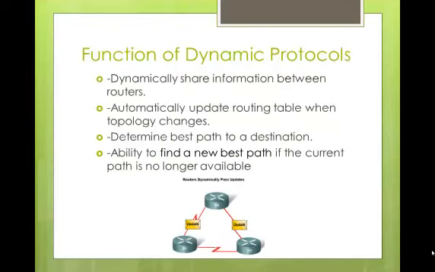The function of dynamic routing protocols is to share information between routers. Essentially, with a dynamic routing protocol, the routers will exchange information with each other about the routes that they know and the routes that they have directly connected to build the routing table. You as the administrator do not have to enter in the static routes when you select a dynamic routing protocol such as RIP. They will automatically update the routing table when the topology changes. They will determine the best path to the destination, and they have the ability to find a new best path if the current path is no longer available.